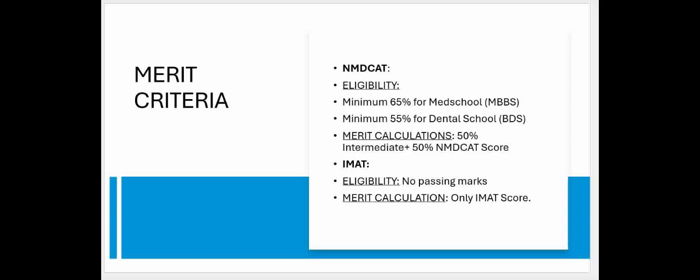Then merit calculation is only the IMAT score, no intermediate score, and nothing else matters in the end. During the application, yes, it can. During the visa, again, some officers might consider it, but for merit calculation or the merit list, it's only the IMAT score that matters. One thing I want to mention here.